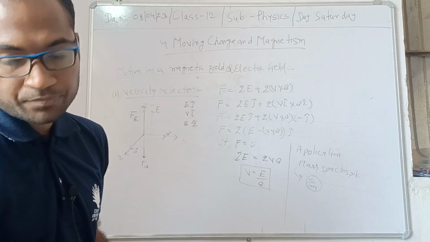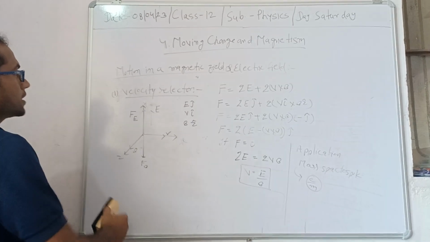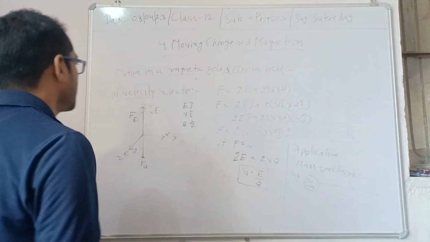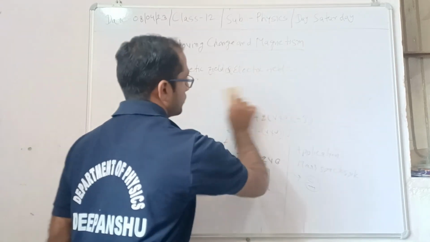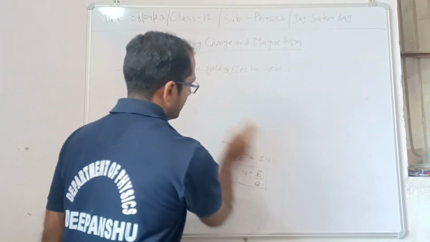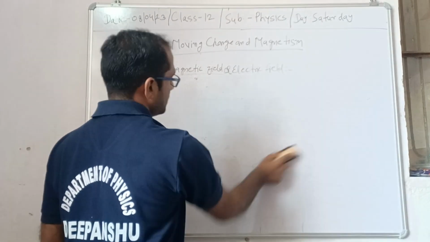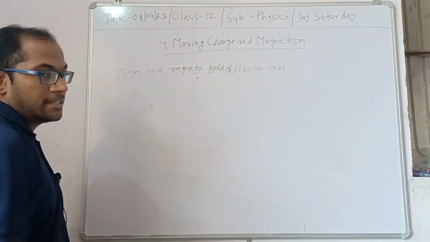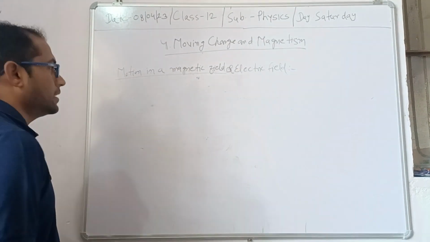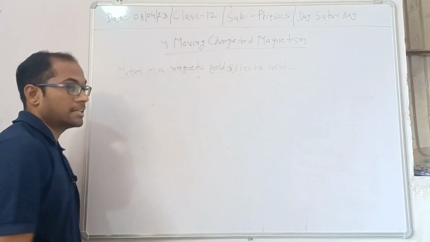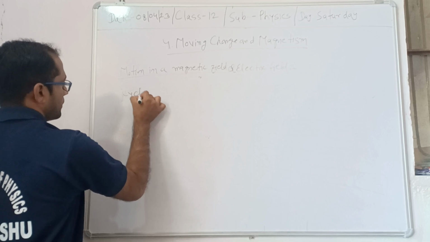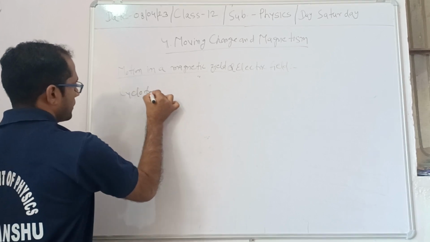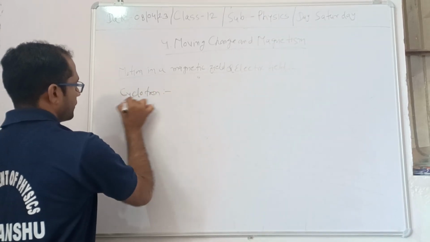Then we are discussing another application, and this application is very important. Basically this is the cyclotron. Actually, the cyclotron is an elementary particle accelerator. It is very useful to accelerate particles to very high energy.